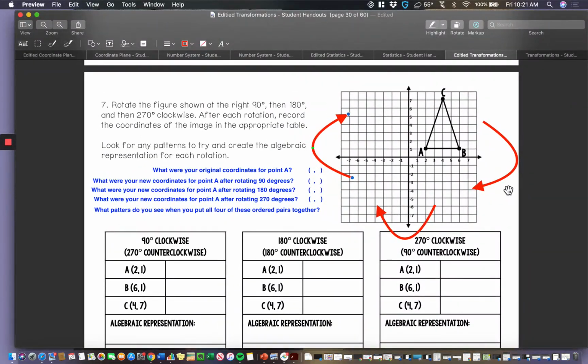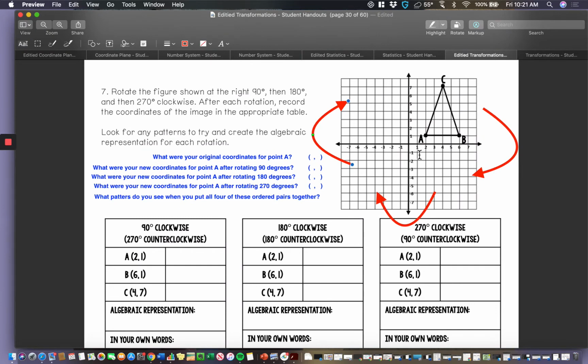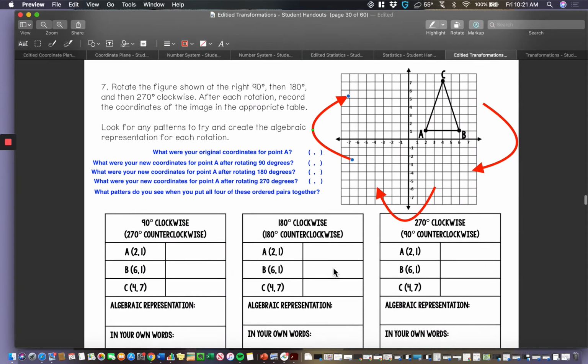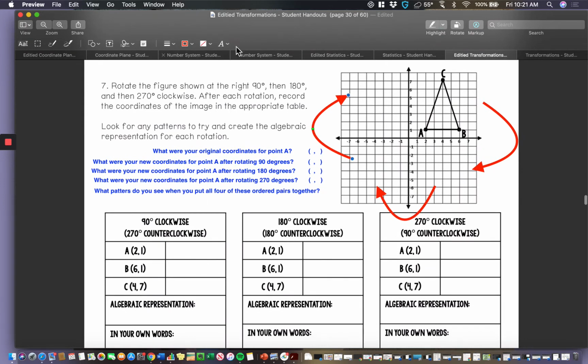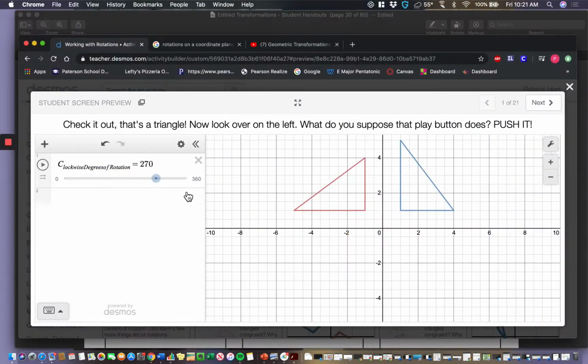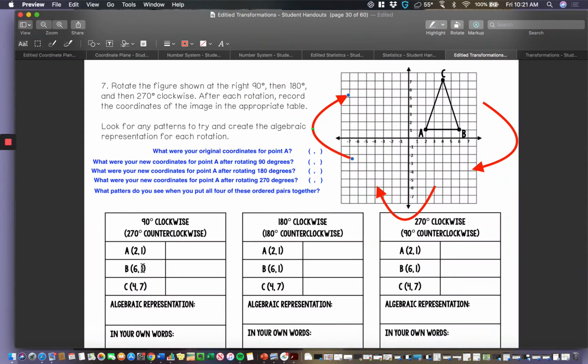So that's going to be your process for rotating those. Once you've rotated it, you can write your new coordinates here. Once you rotate it 90 degrees, these are your coordinates that are right here.